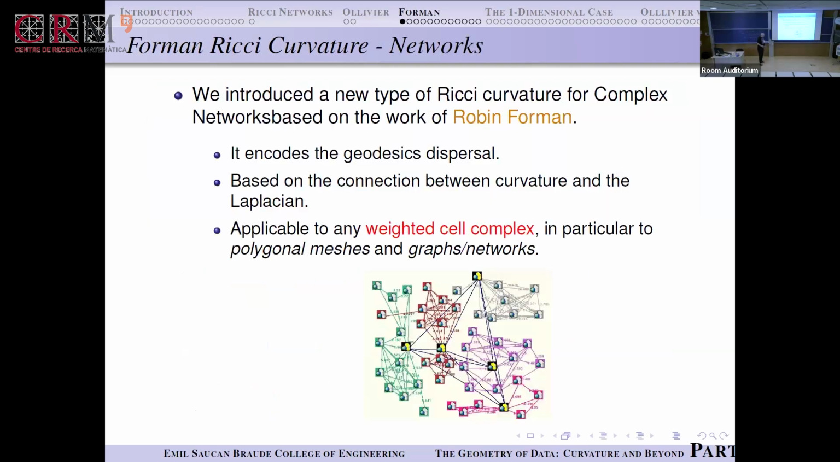Okay, so there is another approach, pioneered by Robin Forman, which is less intuitive, but easier to use.